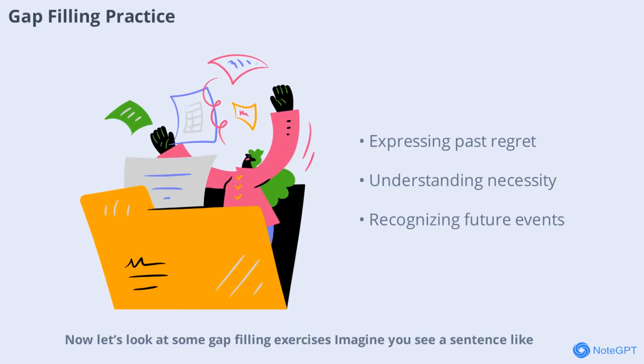Imagine you see a sentence like, "I ___ him but I forgot." The correct answer is "should have called." This shows how modal verbs can express regret about past actions. Another example, "You needn't ___ him." Here, "needn't have told" is the right choice, indicating that the action was unnecessary. These exercises help you recognize the subtle differences in meaning that modal verbs create.